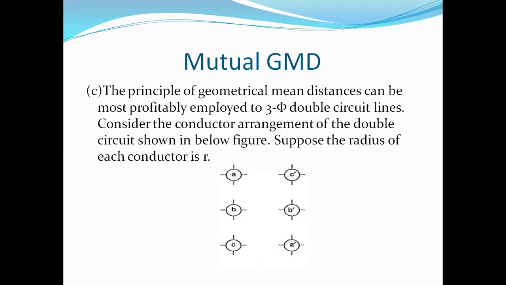Next, go to the third part, that is, if it is a double circuit three-phase line, then how to calculate the mutual GMD? The figure shows a double circuit three-phase line with A, B, C, and C dash, B dash, A dash. So consider the conductor arrangement of the double circuit shown in the below figure.